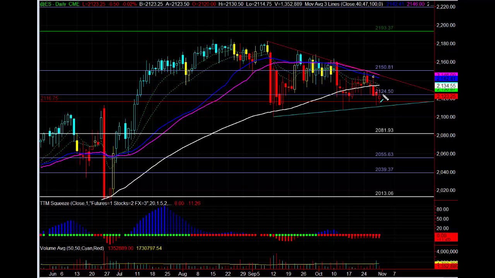Alternatively, what can happen, of course, is this thing can just take off from current levels. This 2117 area that we've got marked here is a pretty important price, and essentially we broke down into that level earlier today and rejected it kind of nicely. Not terribly impressive, but kind of nicely. So alternatively, we may just find ourselves bid right out of the hole here.